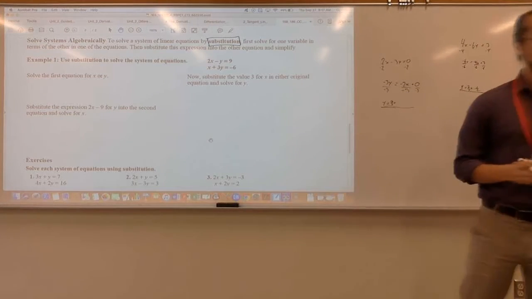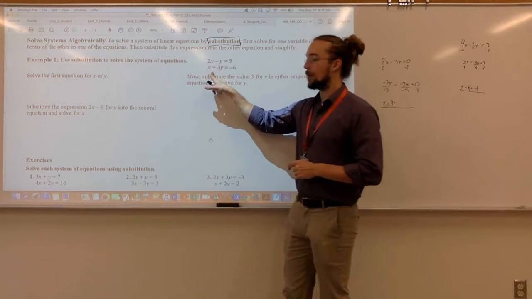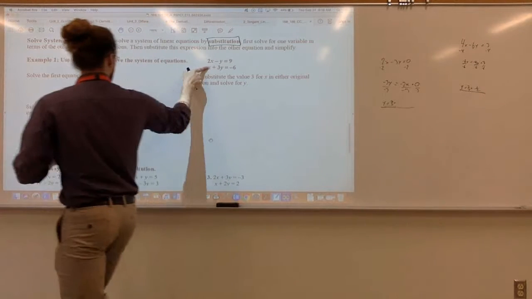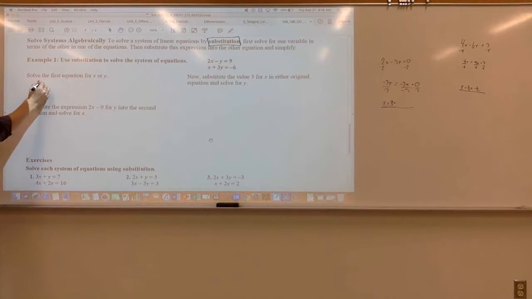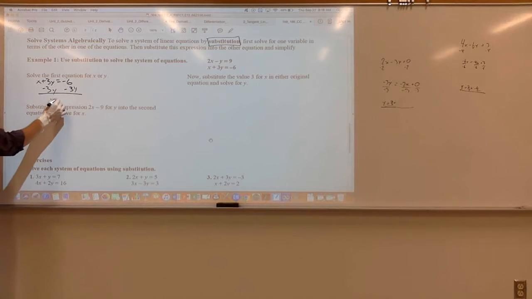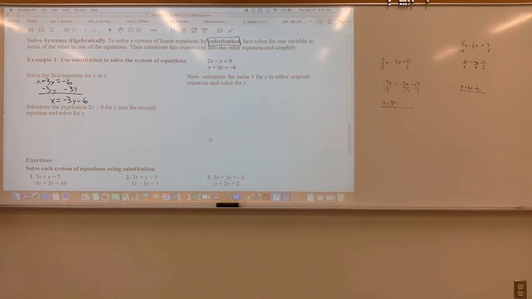The bottom one. The bottom one for which variable? X. Yeah, because there's only one thing I would have to do to get x by itself. So I'm going to take that equation and solve it for x. So x plus 3y equals negative 6. To solve it for x, I would just subtract this 3y over. And I end up with x equals negative 3y minus 6.